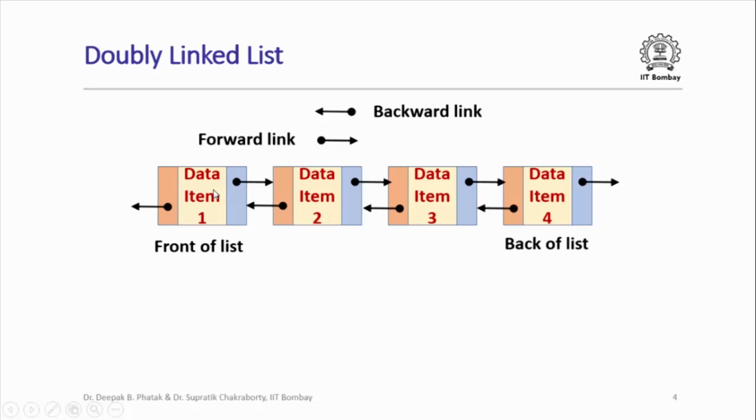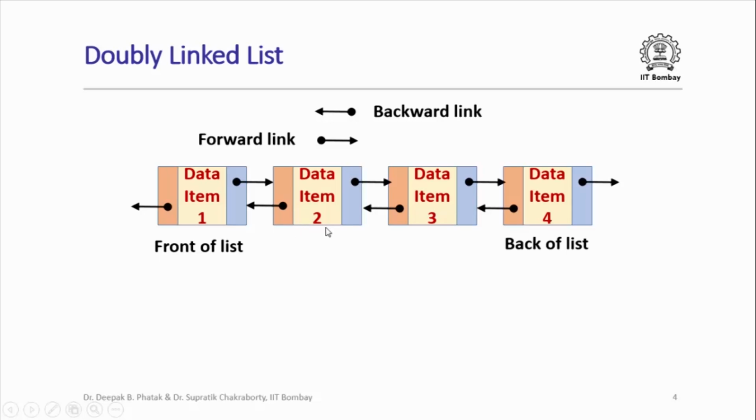And each data item has a link, usually a pointer, to the next data item in the list. And also each data item has a link or pointer to the previous data item in the list. So here the arrows pointing from left to right are the forward links. They allow us to move from one data item to the next data item, whereas the arrows from right to left are the backward links. They allow us to move from one data item to the previous data item.